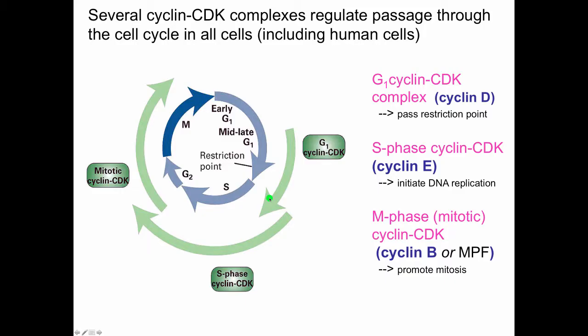And then there's an M-phase, or a mitotic cyclin-dependent kinase. The main cyclin here would be cyclin B, or for historical reasons MPF, for maturation phase promoting factor. And the M-phase cyclin-dependent kinase complex allows the cells to progress through mitosis, or there are mitotic cyclins that allow the cell cycle to progress through meiosis.